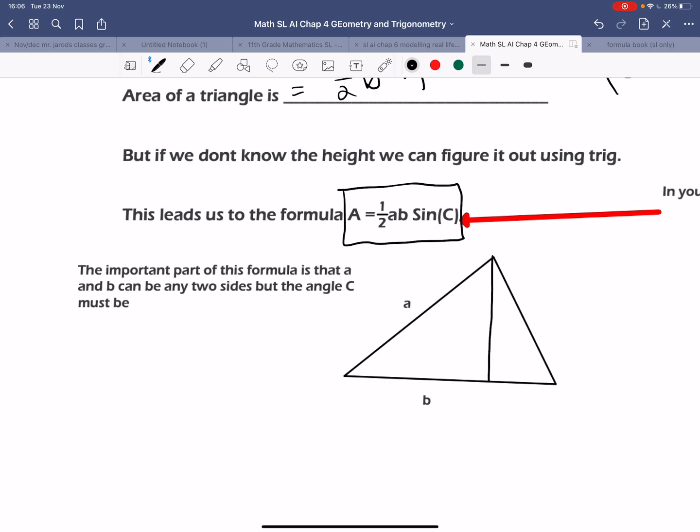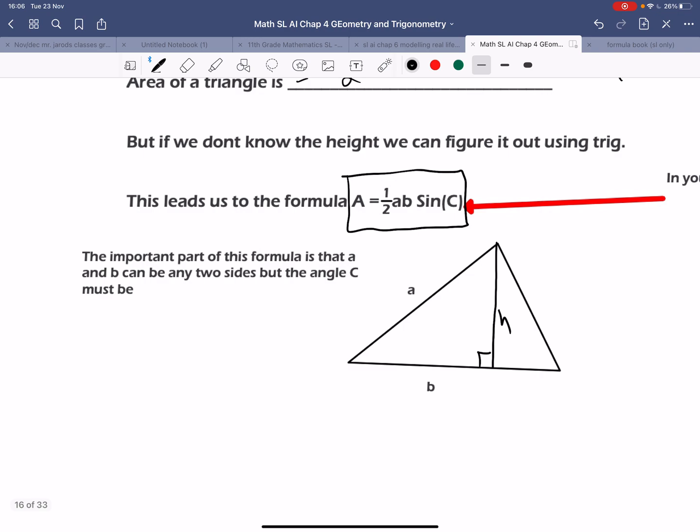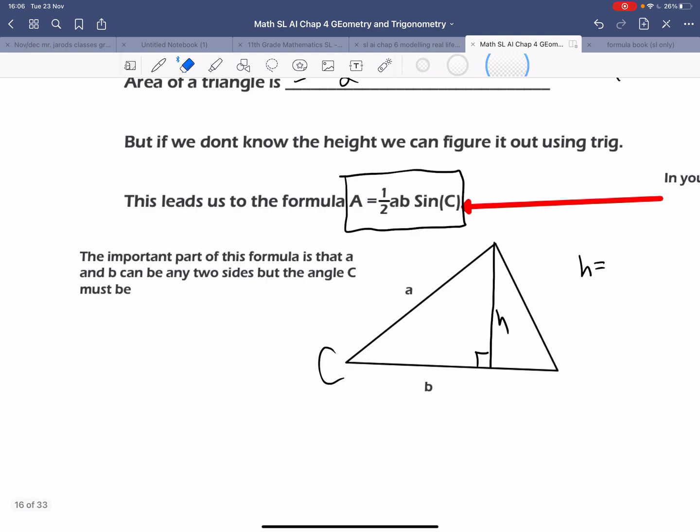And the reason why this works is if this right here is our height, and this is our angle, C, the sine of theta equals H over A. H over A, opposite over hypotenuse. Then we solve for H, and that gives us H equals A sine theta.